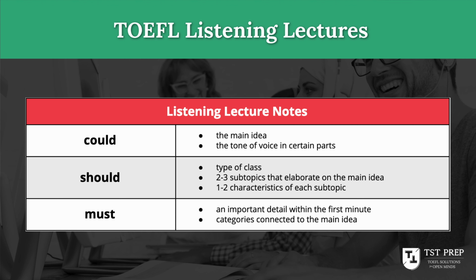So I would write down something like Christmas in America, main idea. The subtopic would be gift giving, and then the characteristic would be morning December 25th, family gives gifts. Okay, so those are pretty important to write down because those would be things that you'll probably be asked about, or at least you need to know to help you understand the main idea. And again, you could write down the main idea and the tone of voice in certain parts, but that's just could. And again, you should have a good idea of what the main idea is by the end of the lecture.